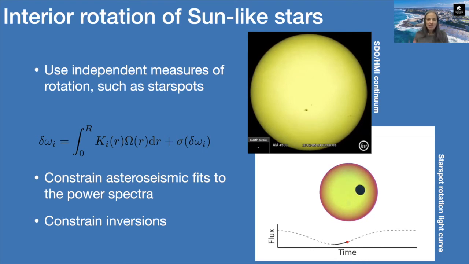So by measuring the rotation with an independent method, we can constrain the astroseismic fits. So when we're fitting the power spectra, we can specify what we think the rotation is already. And we can also use it to constrain the inversions. So the first way, by fitting the power spectra, we can bring this uncertainty down. And in the second way, we can place a constraint on this rotation rate at the surface.